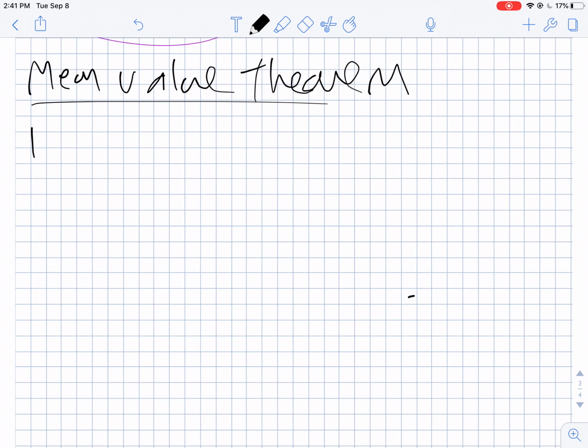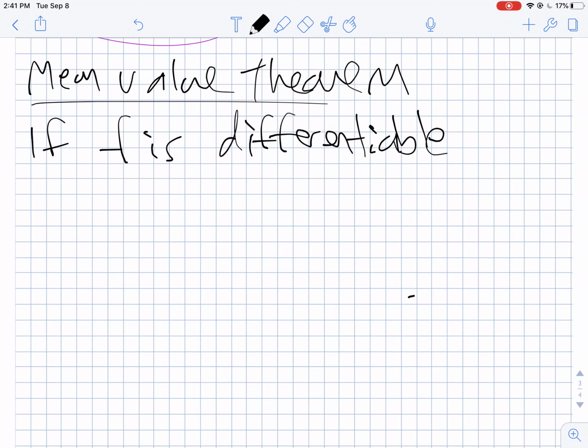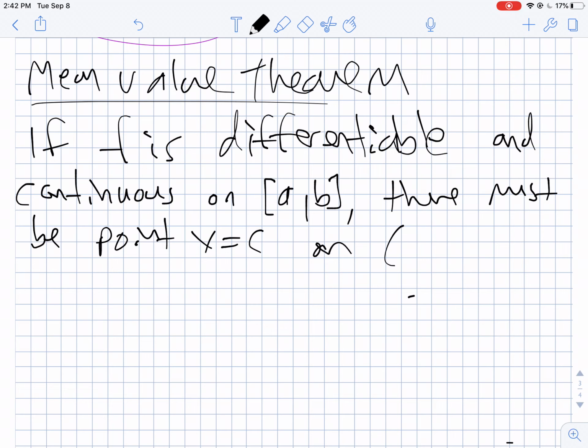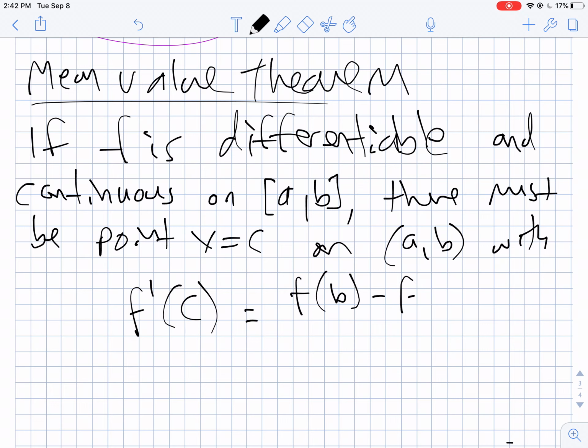So here's what the mean value theorem says. If f is differentiable, if you don't know what differentiable means, go ahead and go back and rewatch the previous video. So if f is a differentiable function and also a continuous function, it's a little redundant because if it's differentiable, it's got to be continuous. If it's differentiable and continuous on the interval from a to b, there must be another point where x equals c on the interval a to b with f prime of c, the slope at c, equaling the average slope, f of b minus f of a over b minus a.